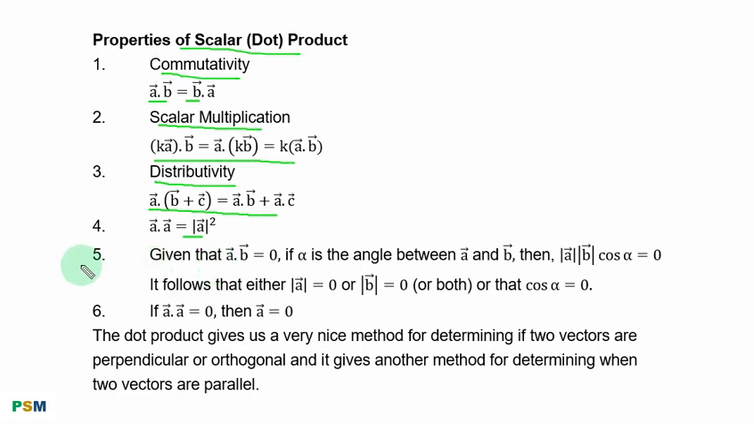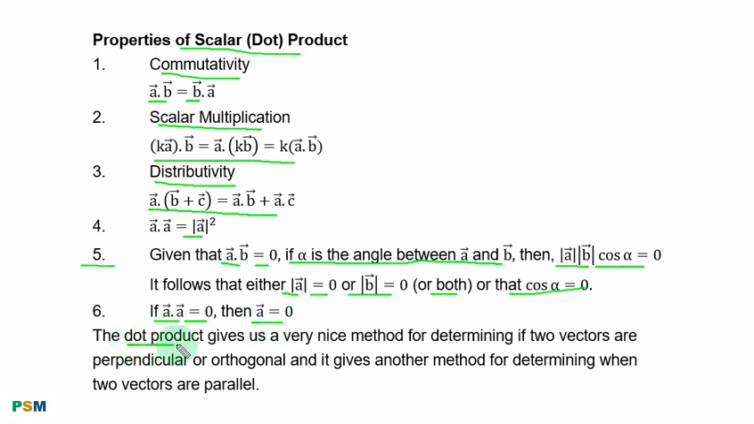Given that, that is the fifth property, vector A dot vector B is equal to 0. If alpha is the angle between vector A and vector B, then the product of the magnitude of the two vectors times cos alpha is equal to 0. It follows that either the magnitude of A is equal to 0 or magnitude of B is equal to 0 or both. That is, cos alpha is equal to 0. If vector A dot vector A is equal to 0, then vector A itself is equal to 0.